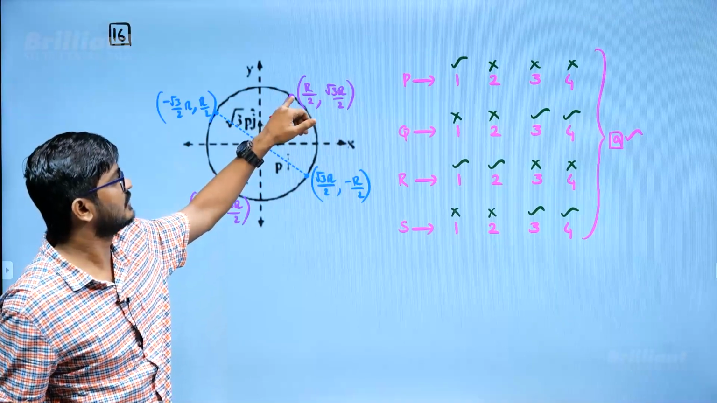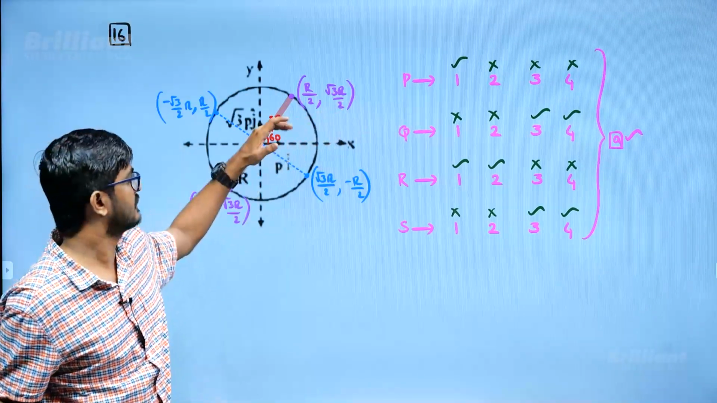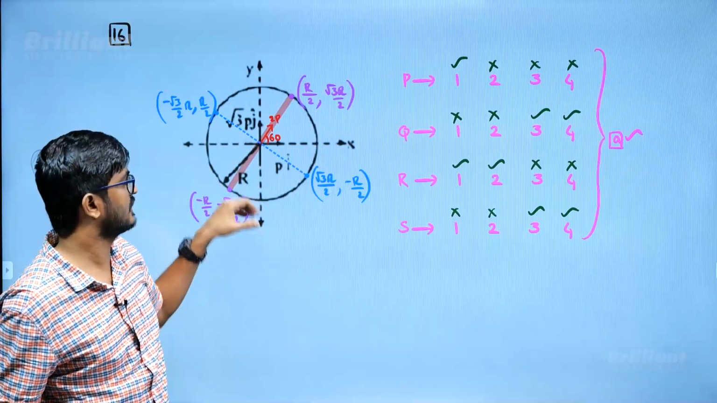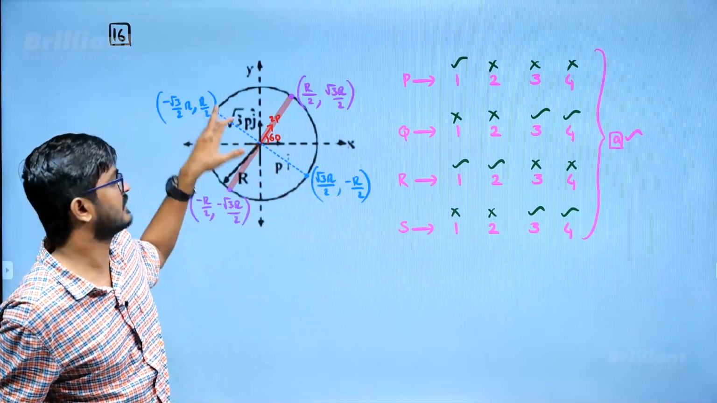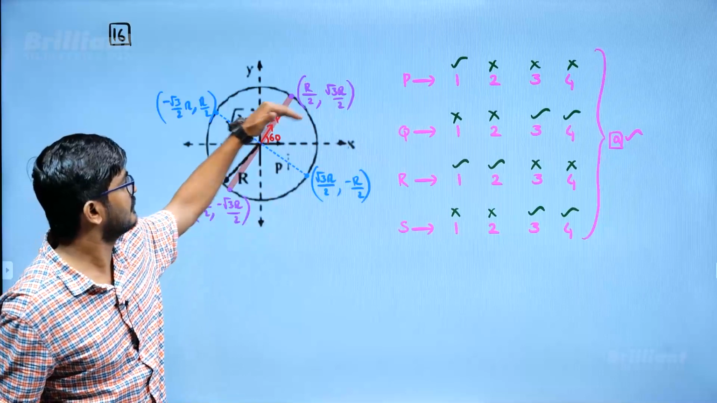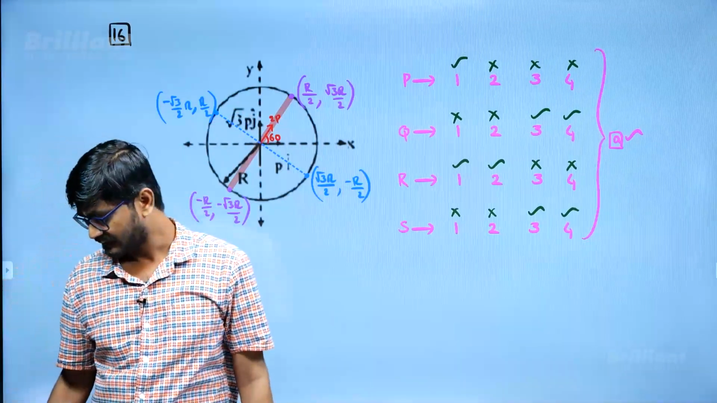So these coordinates are going to be r by 2, root 3 r by 2. Now similarly this is minus r by 2, minus root 3 r by 2. Now perpendicular to it, it will be root 3 r by 2, minus r by 2. These coordinates you can get. This is along the dipole and this is perpendicular to the dipole.